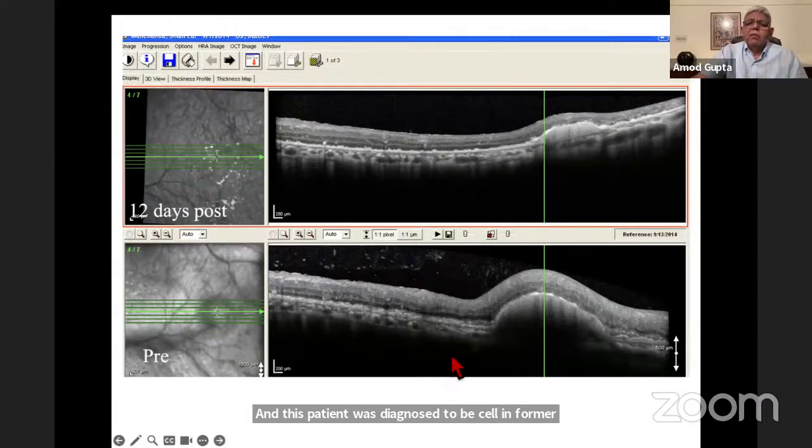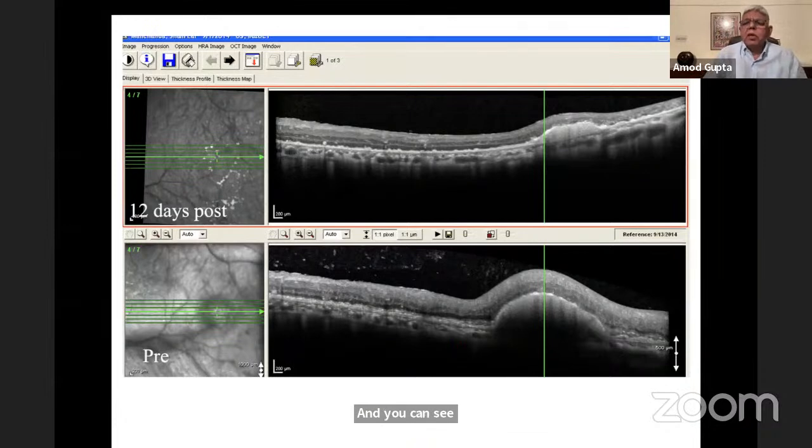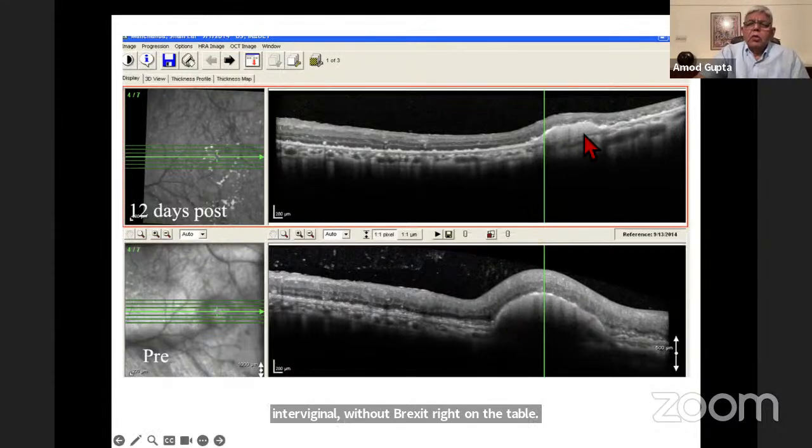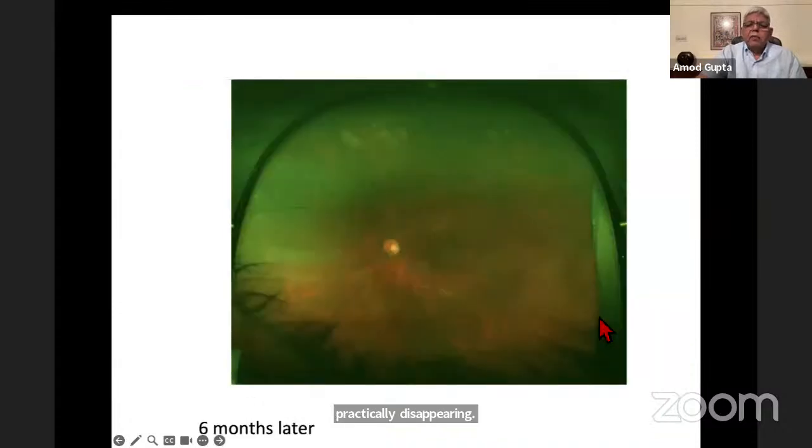And since we suspected this patient to have lymphoma, we gave the first injection of intravitreal methotrexate right on the table. And you can see within a couple of weeks, this lesion is showing a resolution. This is a point-to-point registration on OCT. And as you can see, within 2 weeks, the lesions are practically disappearing. You can see the residual air bubble as yet in the eye. And within 6 months, he's recovered fairly good vision in this eye.